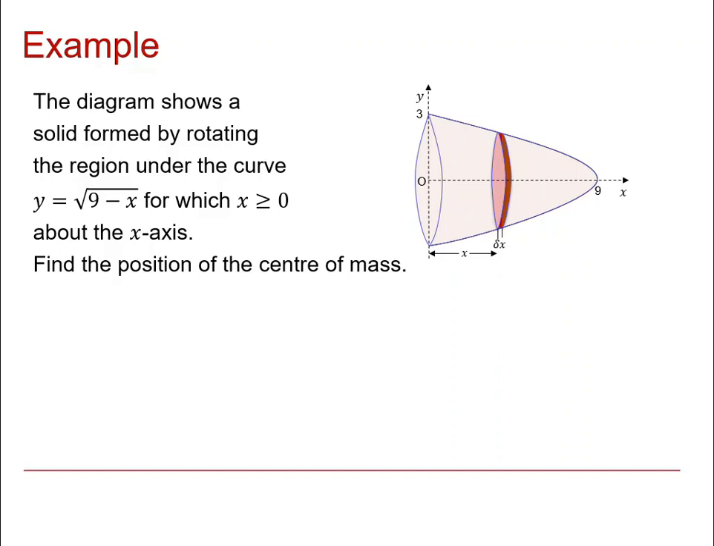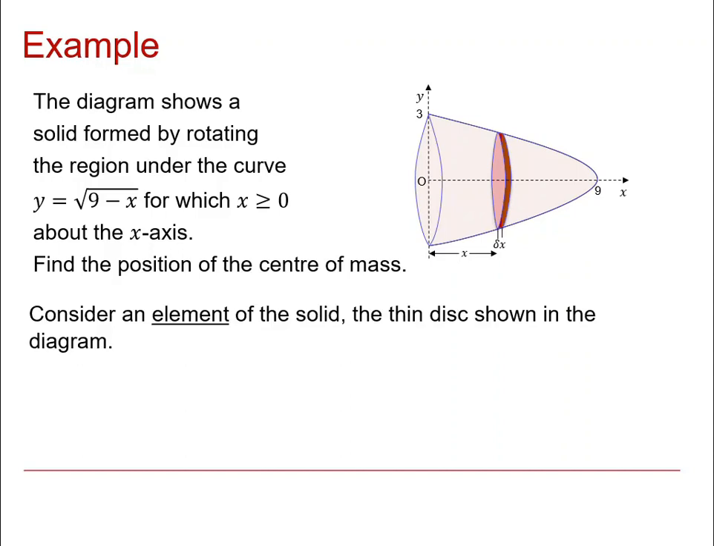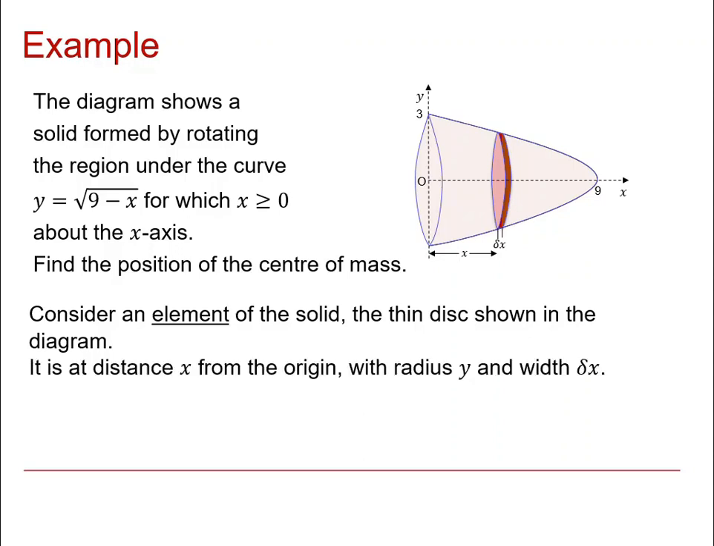Well, as with the area, we do it by dividing the shape up into elements. In this case, the element will be a disk. So it's a thin disk of thickness delta x, and we're going in the end to add lots of such disks up and let delta x tend to 0, which will give us a calculus limit and hence an integral. So it's at a distance x from the origin, it's got radius y, and its width is delta x.